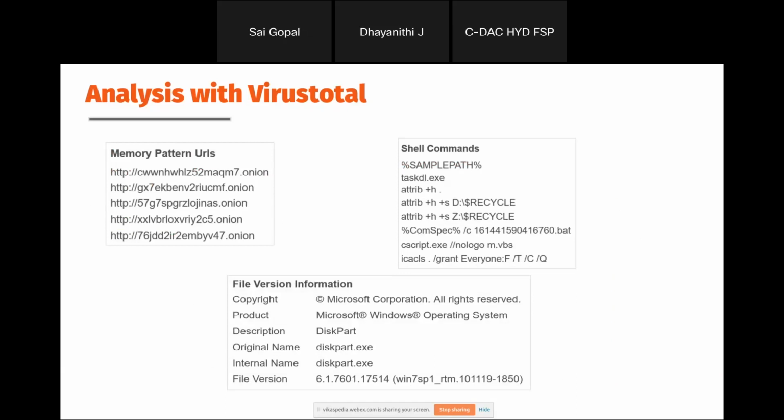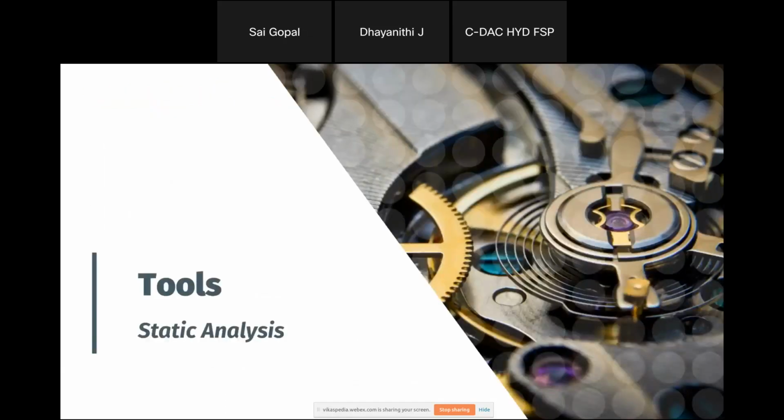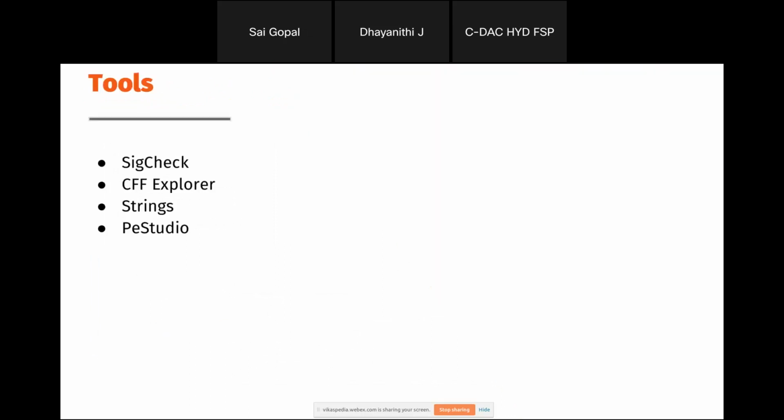If it is not a known malware and you want to do an in-depth analysis, then you should have your own lab setup. This is how the lab has to be set up. Now I'm going to explain what tools will be used for static analysis and what tools we'll be using for dynamic analysis. These are the tools that we will be covering in this session: SigCheck, CFF Explorer, Strings, and PEStudio.